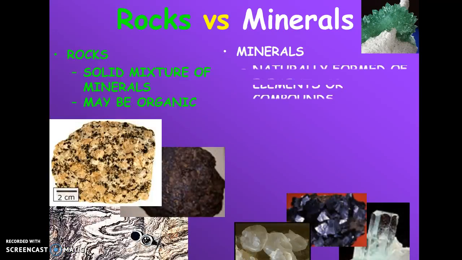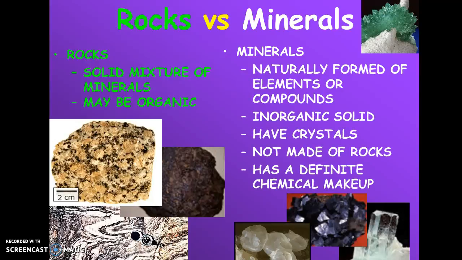So first thing I want to talk about is the difference between minerals, which is what you took a quiz on yesterday, and rocks. So we've already talked about what makes a mineral, so that's over here on the right hand side. But basically rocks are different because they are a mixture of minerals all together. And also, unlike minerals, they can be organic. So they can be made of animal or human remains, and also they can be man-made.